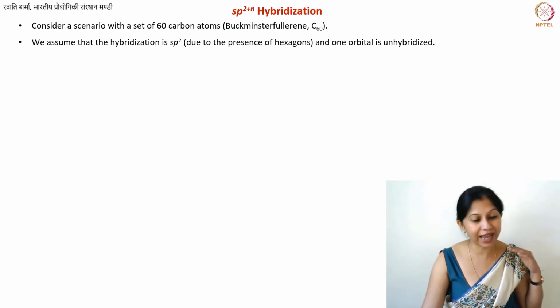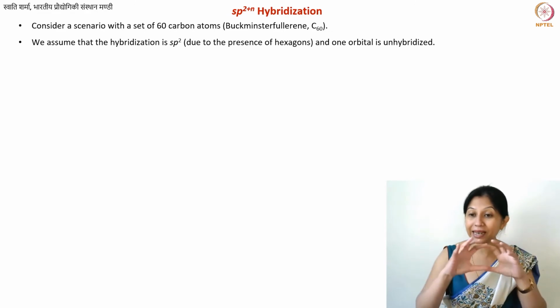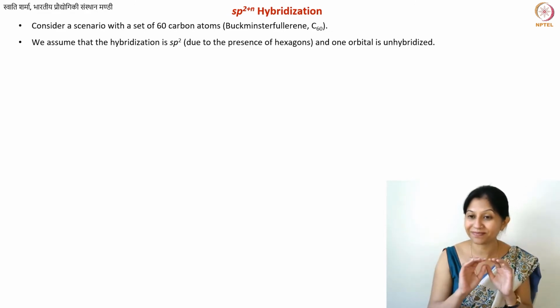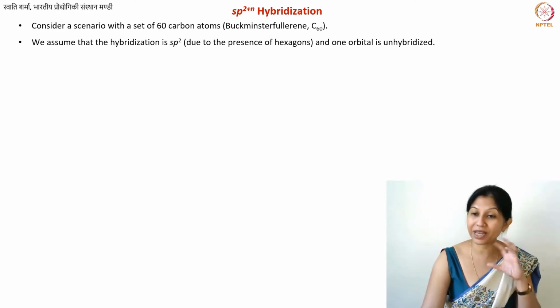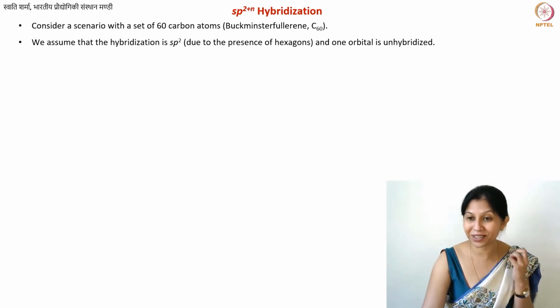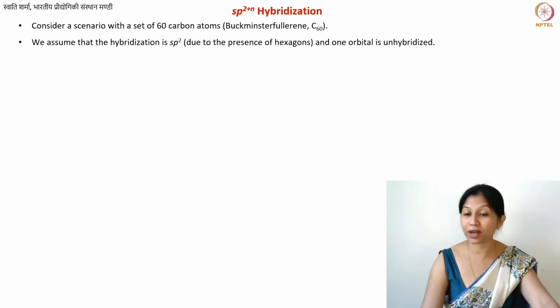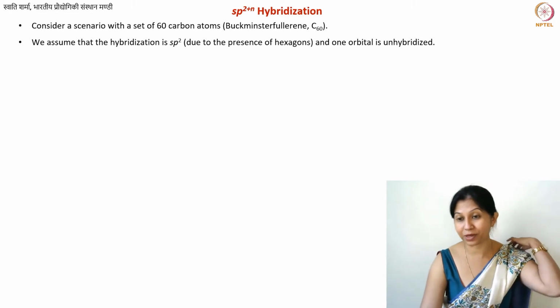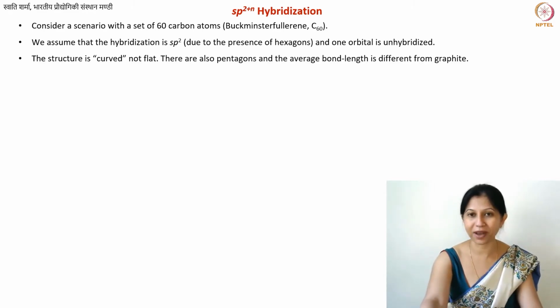If you had only hexagons, then you would have a flat sheet. You cannot really make a completely spherical structure. You can provide a little bit of curvature perhaps, but you cannot make a sphere out of a structure which has only hexagons. Okay. Anyway, we are going to assume that we do have one unhybridized p orbital, and that is why we start with this sp2 assumption of hybridization.